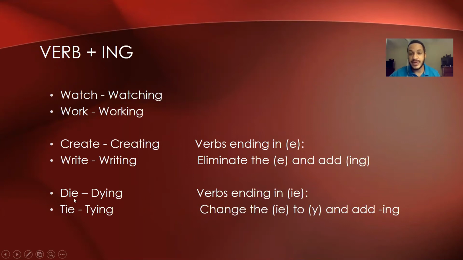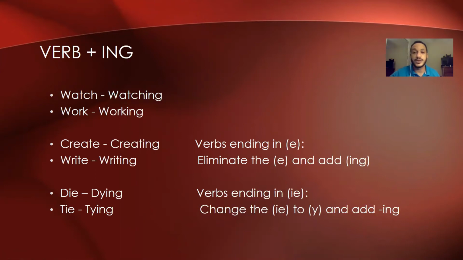Okay? Now, for the verbs that finish with IE, two vowels, IE, you change the IE for a Y. You see it here? A Y. Here we have an IE, but here we have a Y. And when you change the IE for the Y, you add ing, dying. The same for tie, tying.